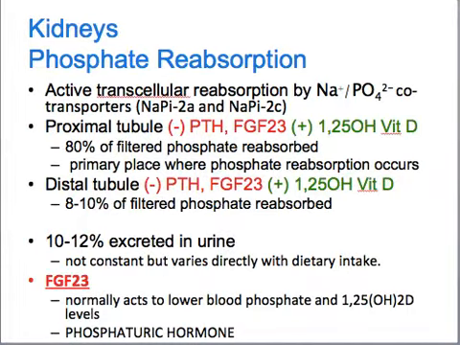Your kidneys are also central in phosphate reabsorption. And just like calcium, the majority, about 80% of your filtered phosphate, is reabsorbed in the proximal tubule. To a lesser degree, about 8 to 10% is reabsorbed, and the rest is excreted in the urine. Your PTH and your FGF23, your phosphaturic hormones, inhibit phosphate reabsorption, while your vitamin D, which we will discuss later, will facilitate phosphate reabsorption.